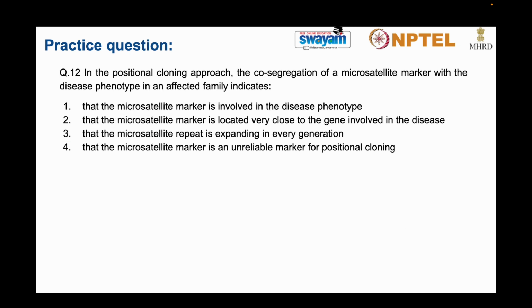Now let's move to the next question, which says, in the positional cloning approach, the co-segregation of a microsatellite marker with the disease phenotype in an affected family indicates. So we have already discussed positional cloning and functional cloning. Option 1 says that the microsatellite marker is involved in the disease phenotype. Option 2 says the microsatellite marker is located very close to the gene involved in the disease. Option 3 says that the microsatellite repeat is expanding in every generation. And option 4 says that the microsatellite marker is an unreliable marker for positional cloning. So what do you think if a microsatellite marker is co-segregating with the disease phenotype?